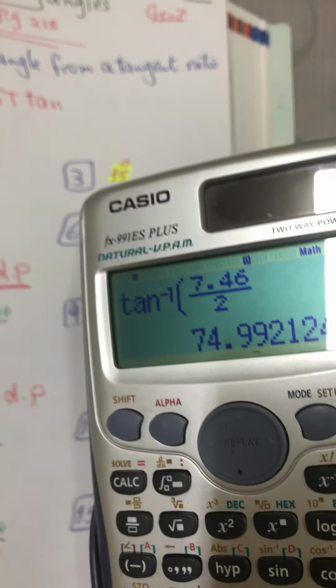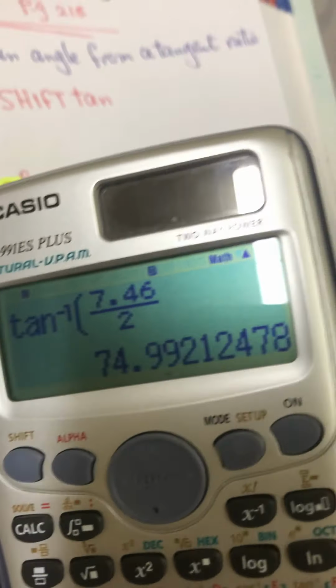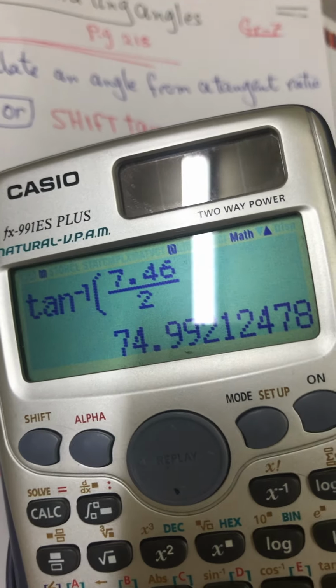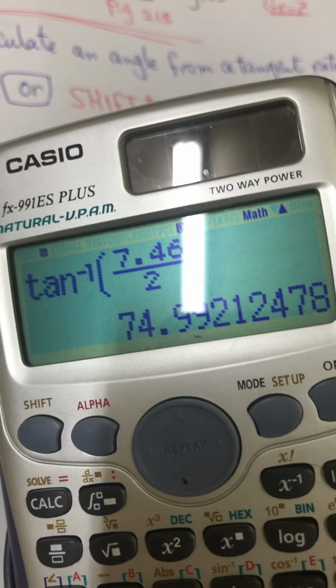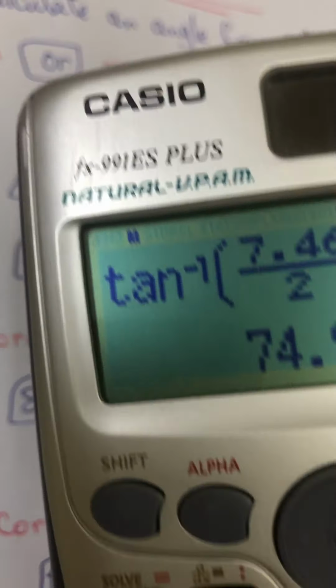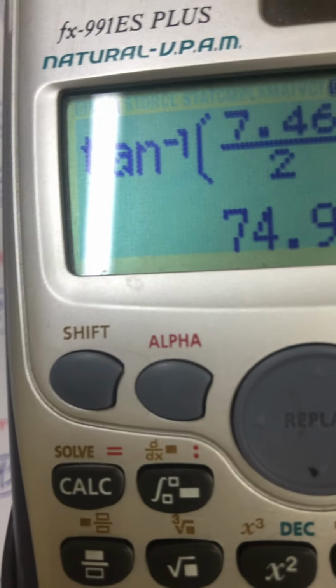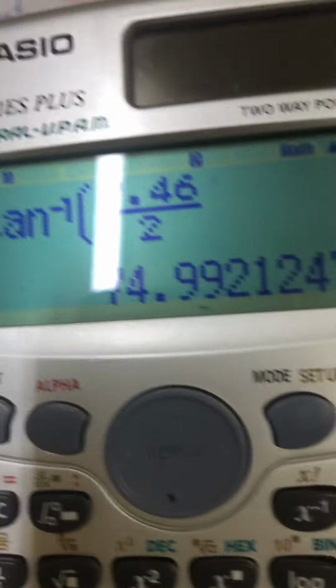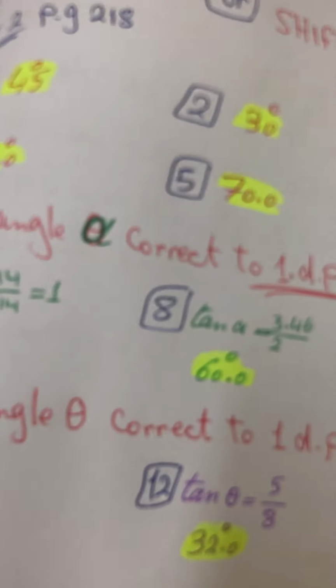Now your finger should memorize what to do. Press shift, then tan. Then the ratio: if it is a fraction, make a fraction, or if it is a regular number, press the regular number. Finally, press equal, and you will get the angle.